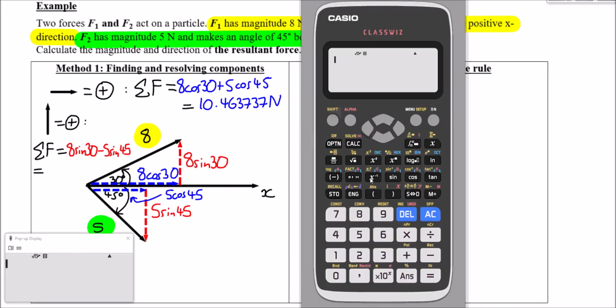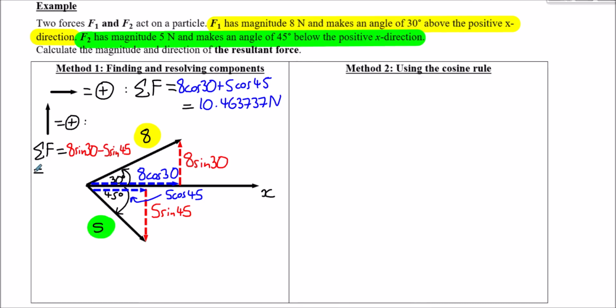So 8 sine 30 subtract 5 sine 45. Horrible surd again. Press the sad button. So it's just slightly positive. So it's 0.464466. Oops, I'll get a different colour actually.